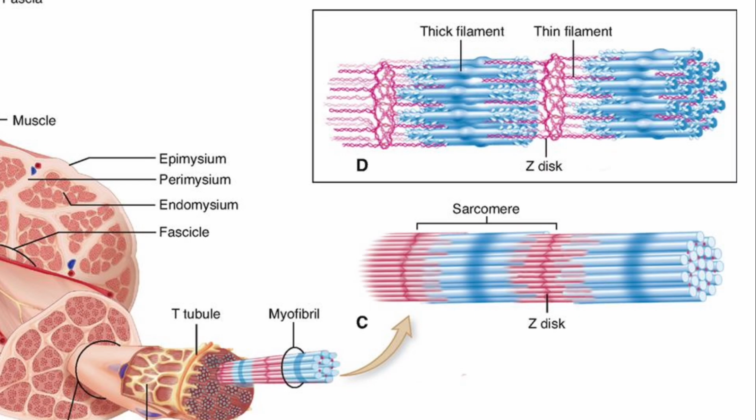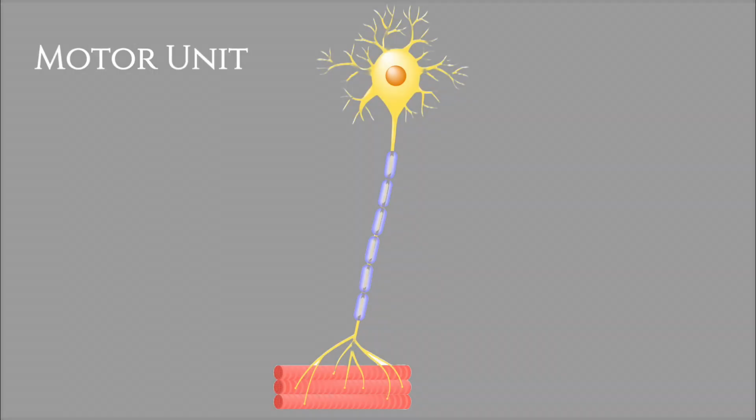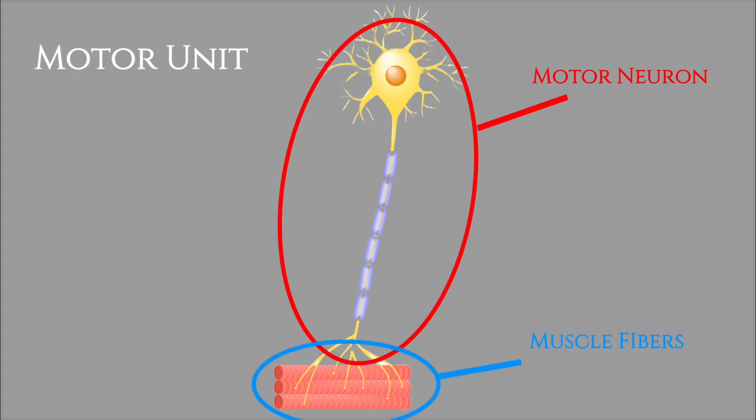Okay, so that's all the parts of the sarcomere, but in order to understand how it really contracts, we need to go all the way back to the motor unit. Okay, so what is a motor unit? A motor unit is made up of two things: a motor neuron and a bunch of muscle fibers.